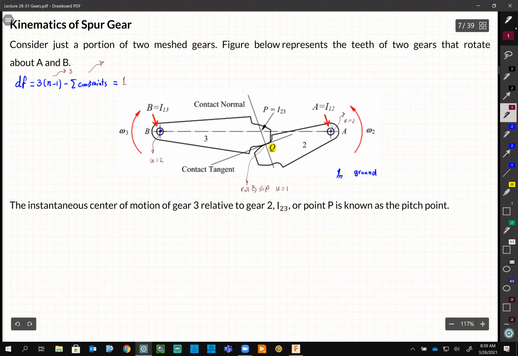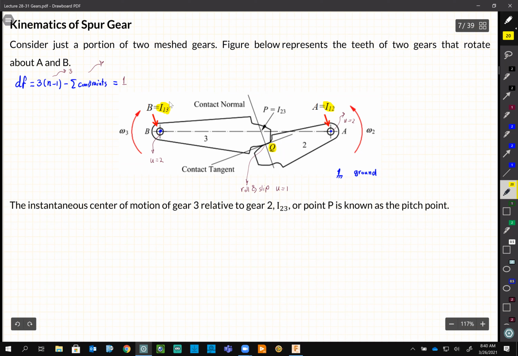So we have 3 members, right? And we should have 3 instant centers. So you can see I12 is that pin, I13, the next pin, right? So I12 and I13, they are clear. And please pay attention to this part. You need to have a good understanding of what's happening here. So we know I12 and we know I13.